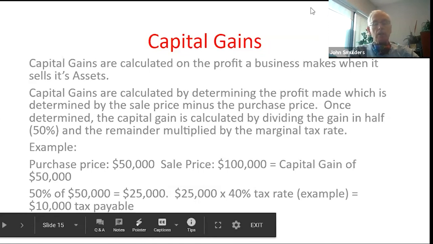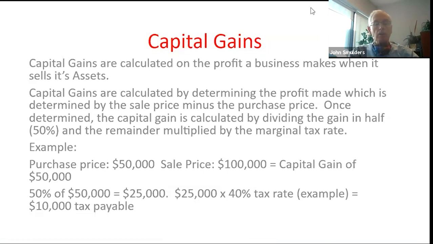How is capital gains calculated? Capital gains is calculated by doing 50% of the capital gain. So 50% of $50,000 is $25,000. That is the amount that is taxable. So $25,000 is taxable. If your tax rate is 40%, that $25,000 times a 40% tax rate is $10,000. That 40%, we call that the marginal income tax rate. All right. I'm just putting in 40% as an example.